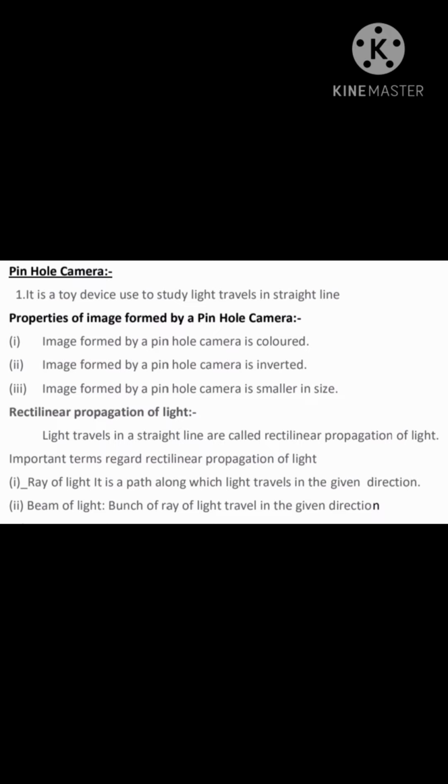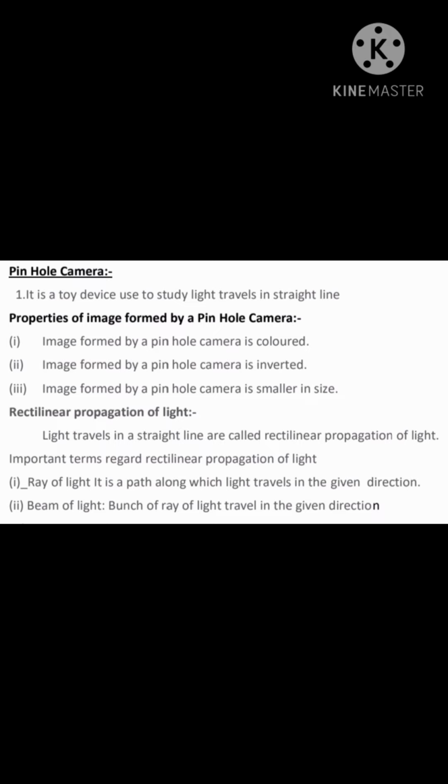Number 1, the image formed by a pinhole camera is colored. Number 2, the image formed by a pinhole camera is inverted. The first property we studied is that the image will be colored. Number 2, the image formed will be inverted. Number 3, the image formed through a pinhole camera will be small in size. I hope it is clear now.